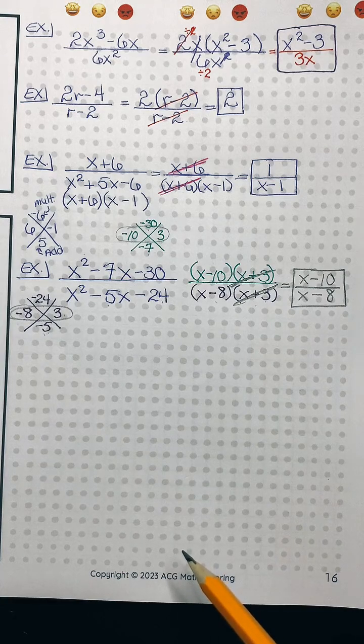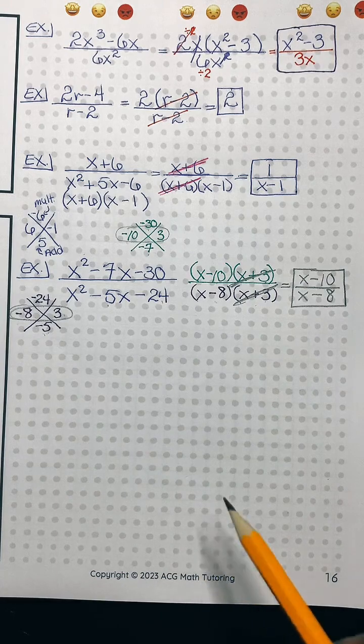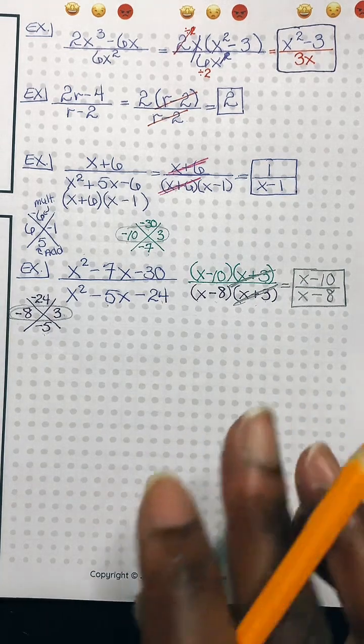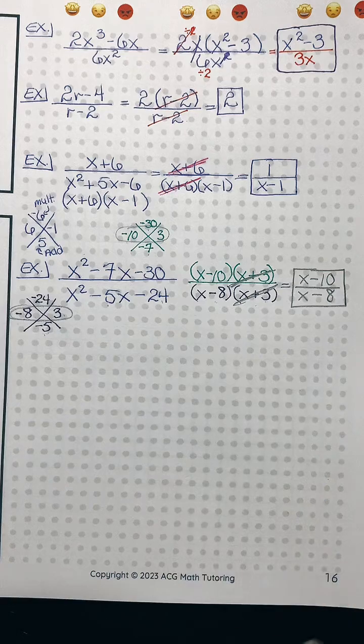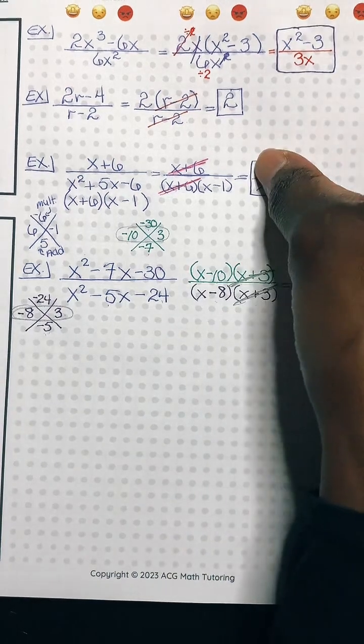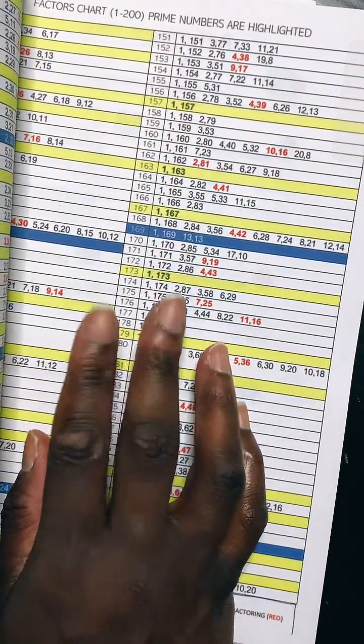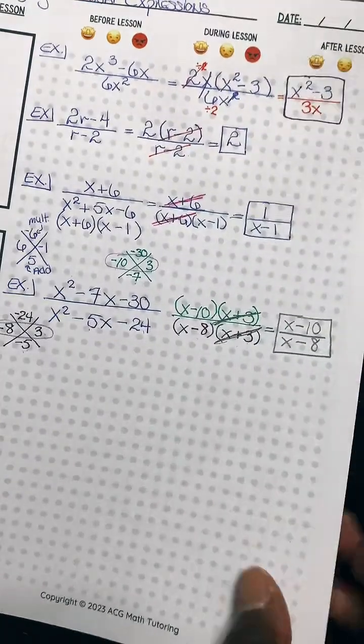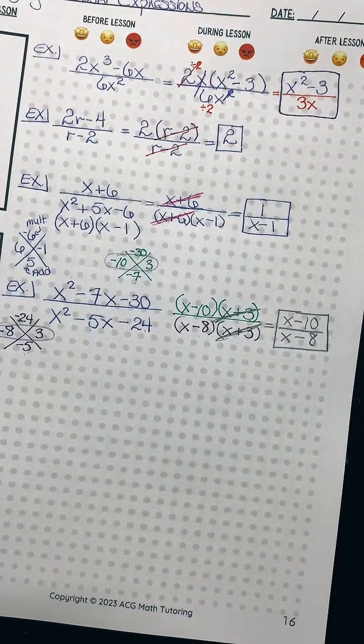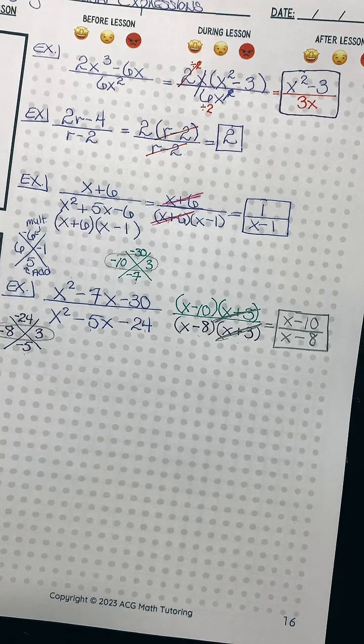What's the best way to find those two numbers? A lot of the times it's going to be guess and check, or, I hate to say it to sound salesy, to get a copy of my factor sheet. It's basically knowing your multiplication facts, like seriously.